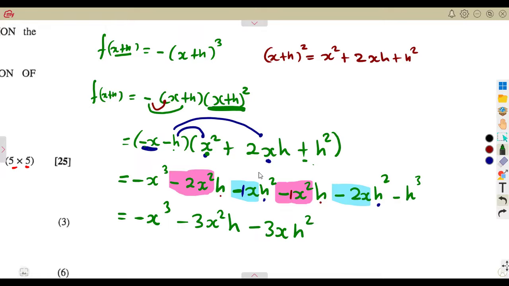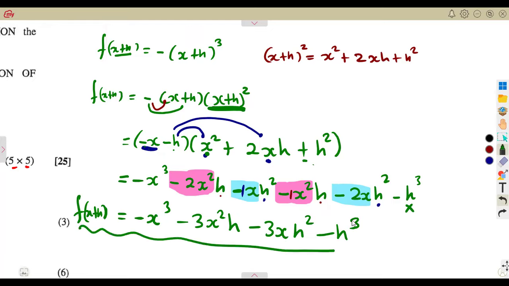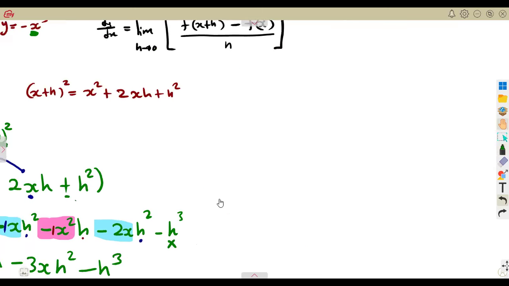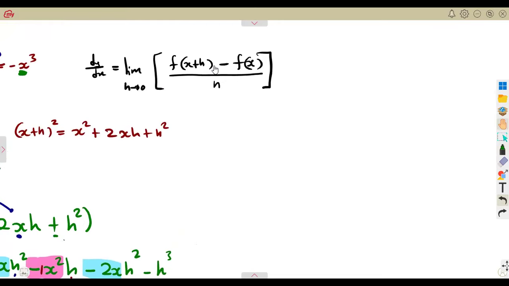Those are the like terms. And the last one is the minus h cubed. There's no effect, just on its own, this one. It does not have any corresponding like term. So this was your f of x plus h. This is what we're going to have, which is fine for you to take that and substitute into this formula.